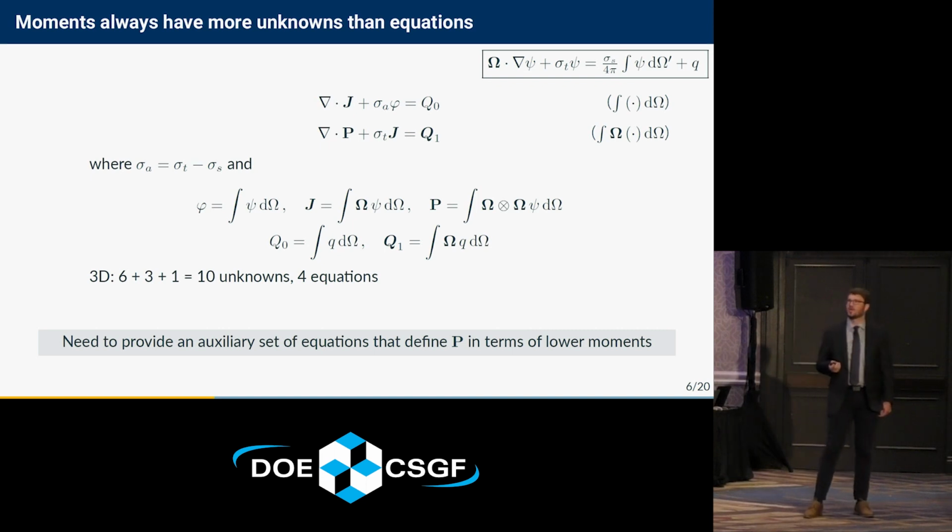Now I'll derive the moment equations, and the problem is that they always have more unknowns than equations. In the top right, I have the kinetic equation, the transport equation, and if we integrate over all angles, we get the 0th moment.